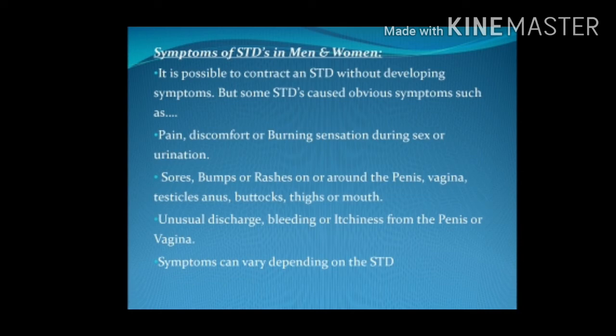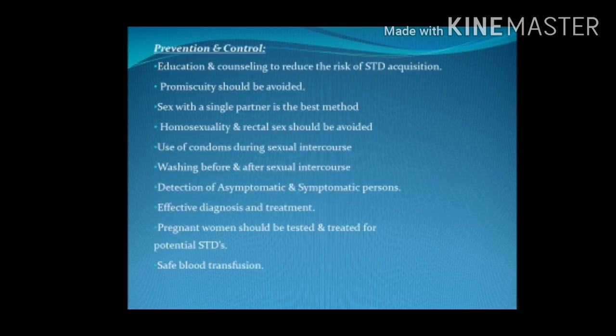Sores, bumps, or rashes on or around the penis, vagina, testicles, anus, buttocks, thighs, or mouth. Unusual discharge, itchiness, or bleeding from the penis or vagina. Symptoms can vary depending on the STD. So these are the general symptoms we are studying here. Other symptoms may vary from one STD to another.